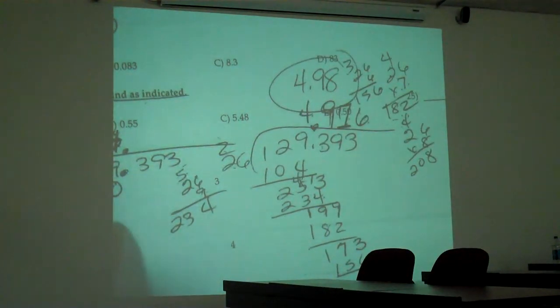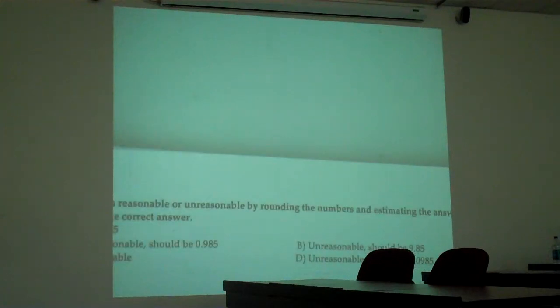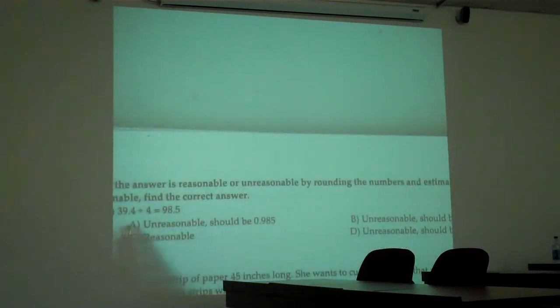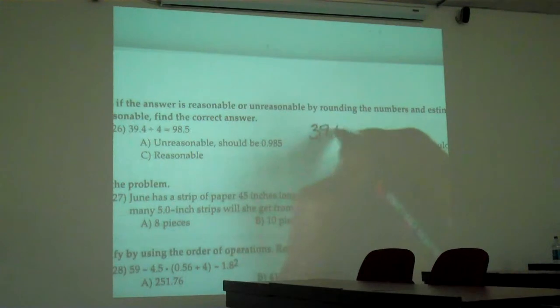Okay, so you can keep going, but you don't really need to, do you? 26. Is it reasonable or unreasonable? If it's unreasonable, you gotta find the right answer. 39.4 divided by 4, does it seem like there would be 98 of them in there? That's pretty unreasonable, okay? So we need to find the right answer.